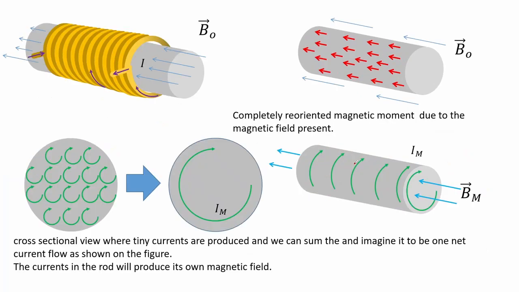Eventually there will be a complete reorientation of the magnetic moment due to the magnetic field present. In the cross-sectional view, tiny currents are produced, and we can sum them and imagine them to be one net current flow as shown on the figure. The currents in the rod will produce its own magnetic field.